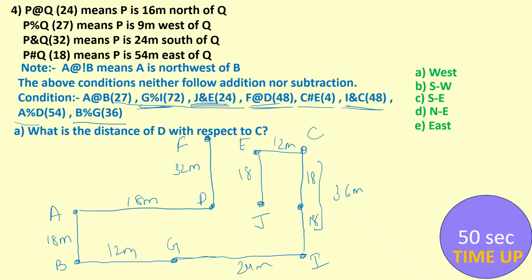Now what question have they asked? What is the distance of D with respect to C? Okay, what is the distance? Not distance, it should be direction, correct? What is the direction of D with respect to C? C is here and your D is here. So when you see at D, this is your south, this is your west. So this is southwest. So the answer is B, southwest. Okay.